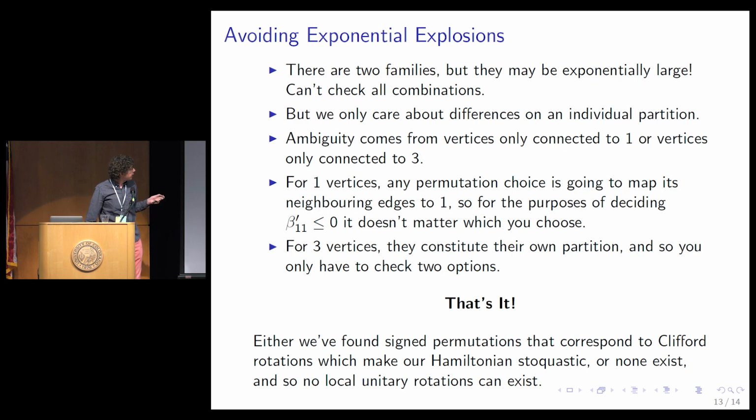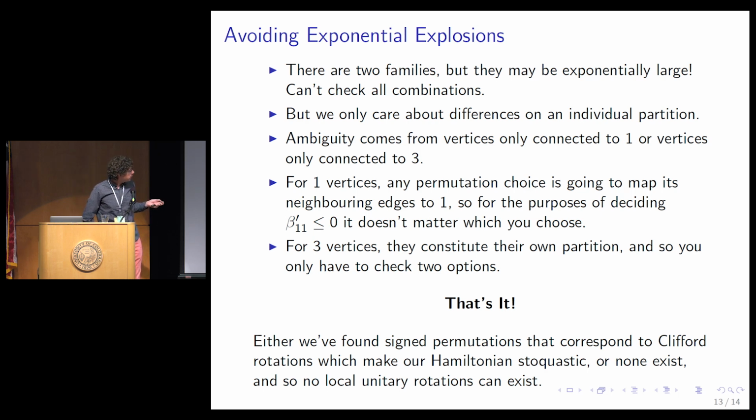So in the case of edges labeled by 1, any permutation choice that we have is not going to change what the action of that permutation does to the edges it's connected to, because it's always going to be mapping those edges to 1. And so for the purposes of deciding this inequality, it doesn't actually matter which permutation we choose. We can choose one as a representative, and we can throw the others away. And so we avoid this exponential explosion in that case.